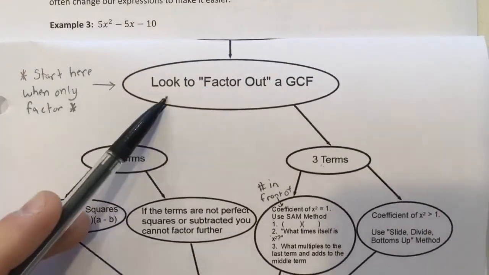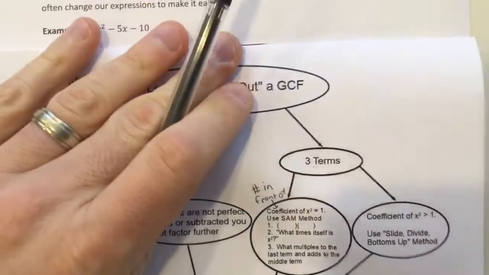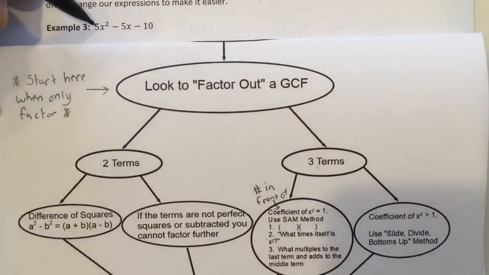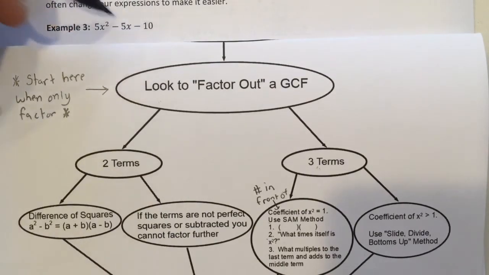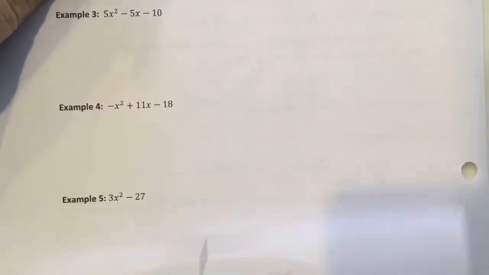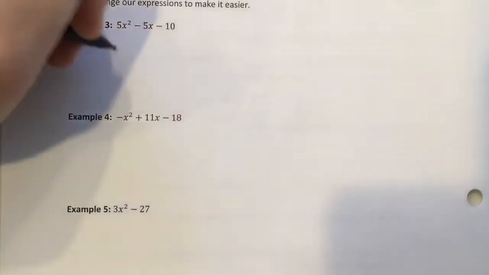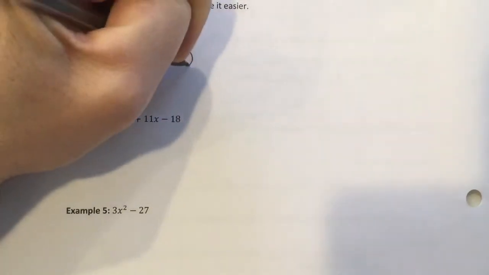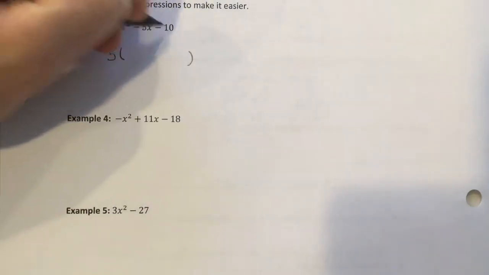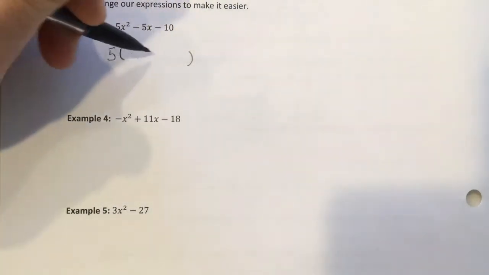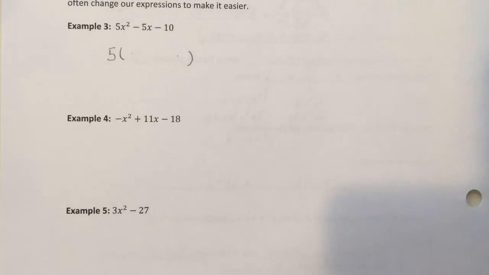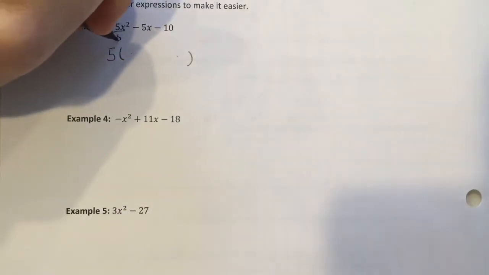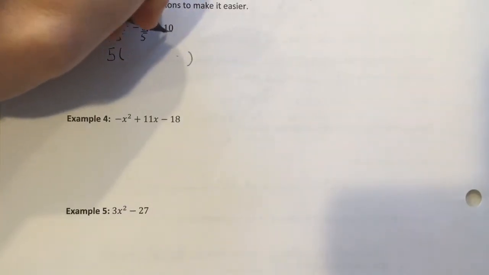I always look for a GCF first. Well, in this case, I do have a GCF. 5 goes into all of them. There's no variable that goes in all 3, but 5 does. So I'm going to pull out a GCF of 5 first. So remember, with GCF, you put the number in front, with 1 set of parentheses. So I have 3 terms in here to start, so I do need 3 terms inside my parentheses when I'm done. I'm going to divide each term by 5.